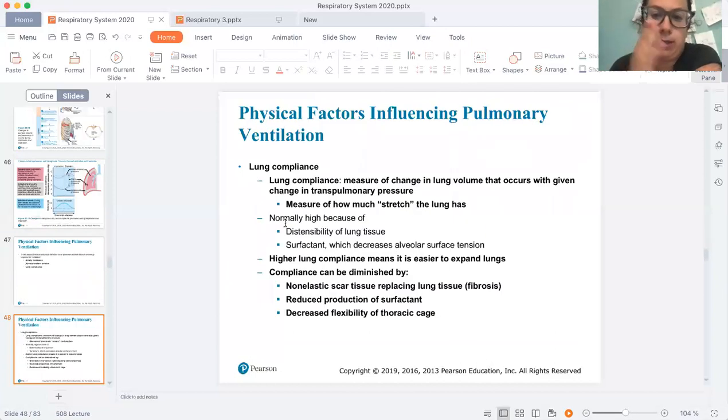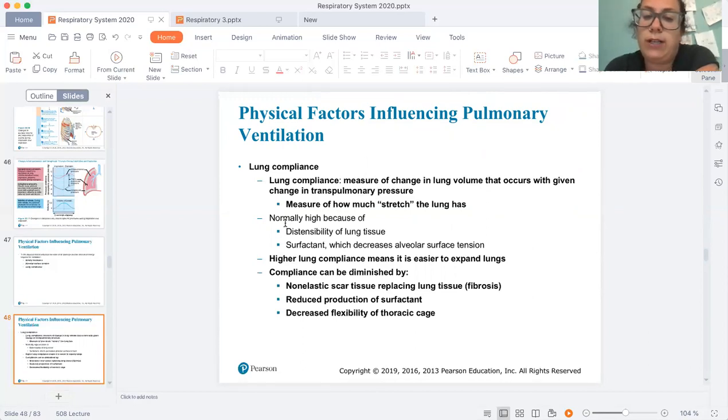Okay, so lung compliance also means measuring the change of lung volume that occurs within a given change in pressure. So how much stretch the lung has. How much compliance depends on the recoil. So normally lung compliance is pretty high because the lungs have the ability to really distend, and we have surfactant that helps decrease the surface tension. And higher lung compliance means it's easier to expand the lungs. So you would think that would be a good thing, but sometimes that's not a good thing.